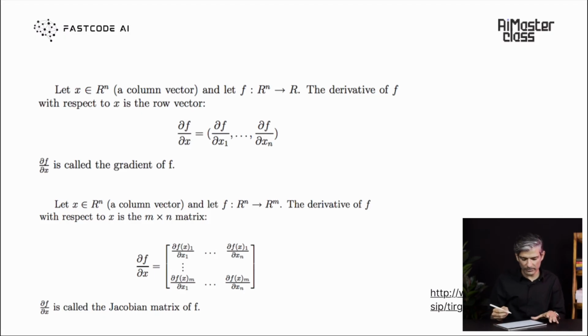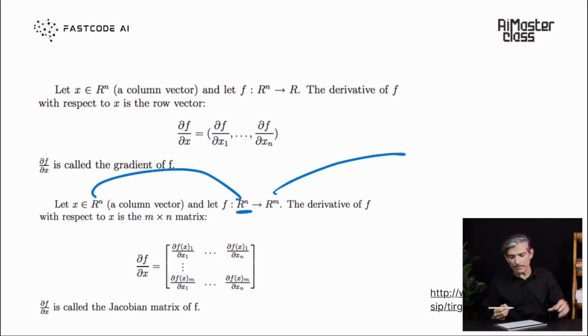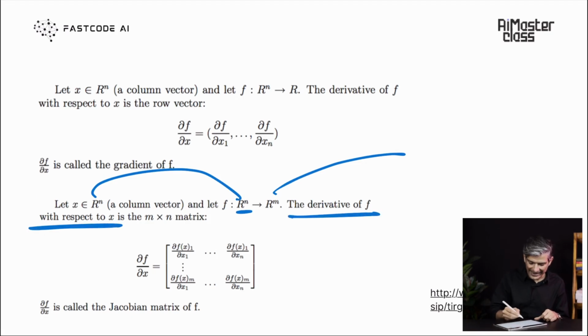And what is this Jacobian matrix? So let me just read it out first. Let X be an n-dimensional vector like earlier, a column vector, and let F be this function which takes in this n-dimensional vector, right, and gives out this m-dimensional vector. Now this derivative of F with respect to X is this m cross n matrix.